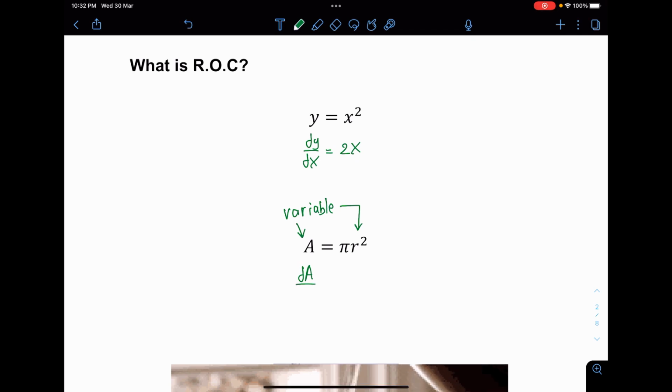So when you differentiate this, you put dA over dr, and you do the same thing as if r is your x. You take the power down, then you put down pi and then r. The r will be r to the power of 1, obviously. Therefore dA/dr equals 2 pi r.